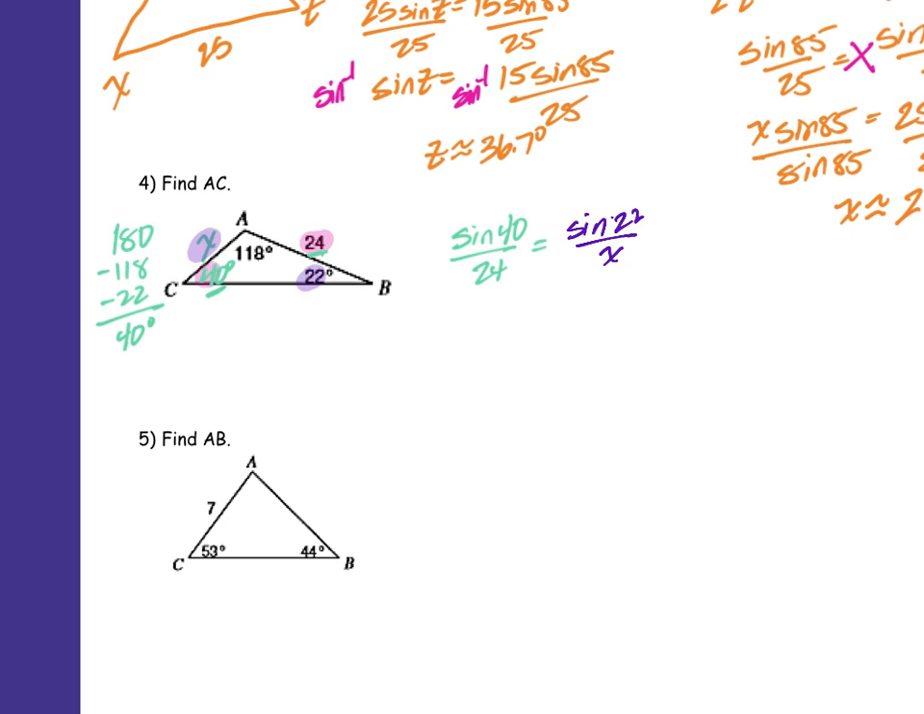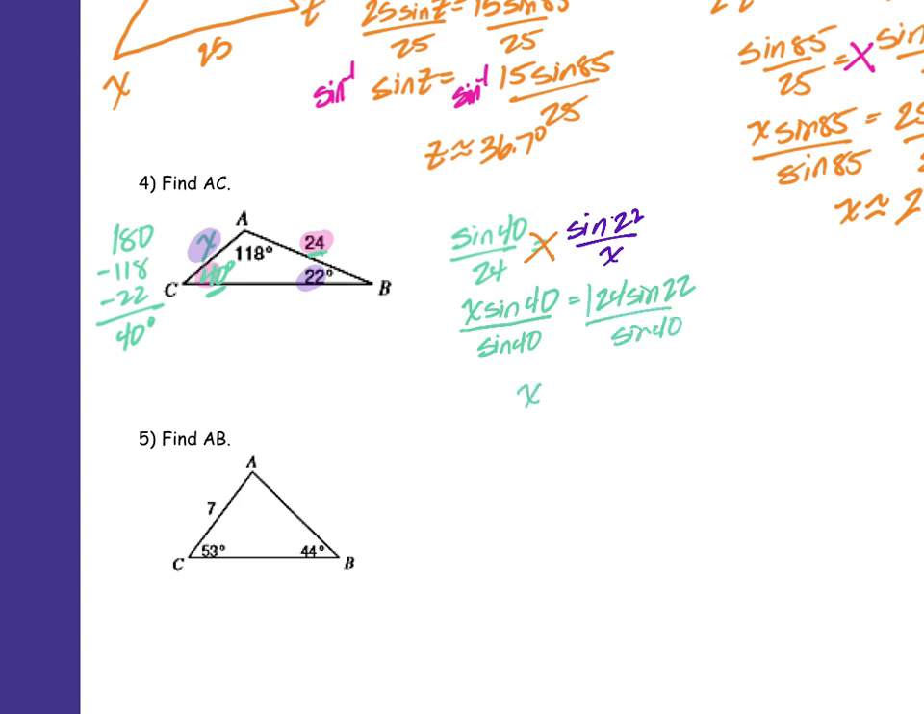So now I have my law of sines set up. Now I can just cross multiply and solve. So I'm going to cross multiply, and I get x sine of 40 equals 24 sine of 22. Okay? And then I want to get x by itself, and it's x times sine of 40. So to undo times, I divide.